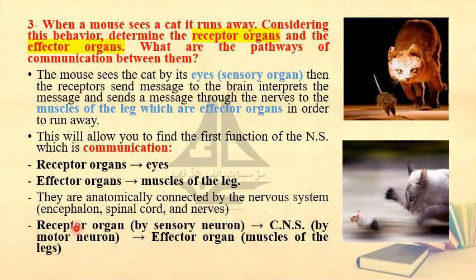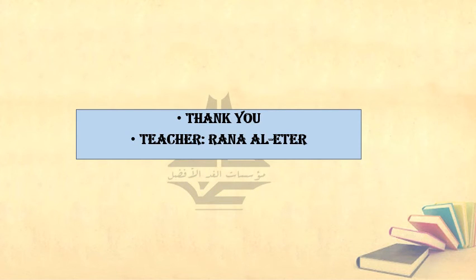So the message is taken from the receptor organ by a sensory neuron. The neuron, the nerve cell that takes it, is called sensory because it is in the sensory organ. It takes the message to the CNS, to the brain or the spinal cord, and then to the effector organs, which are the muscles of the legs. And this is all for Activity 1.